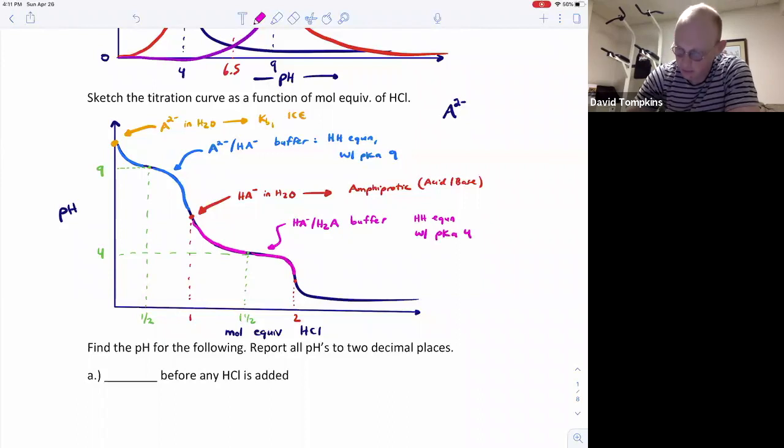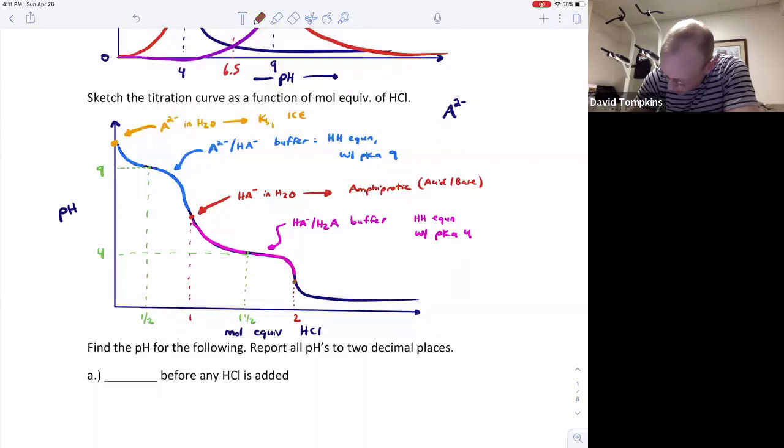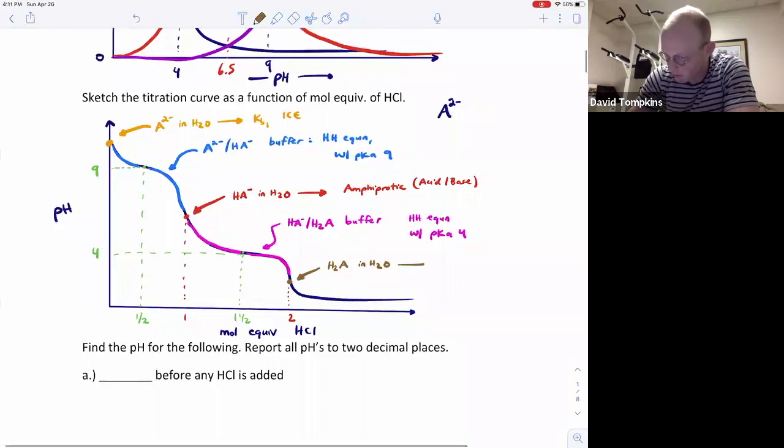And then finally, at the last equivalence point, all of your molecules have been fully titrated to H2A. And so that's by itself in water. And then it's just a weak acid problem, where you use the larger Ka value, Ka1, in an ice table.